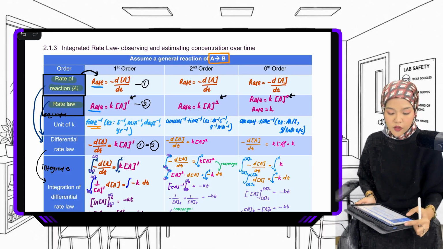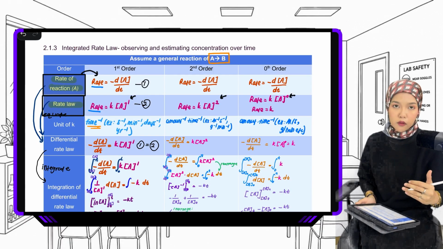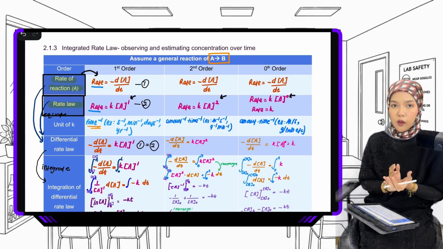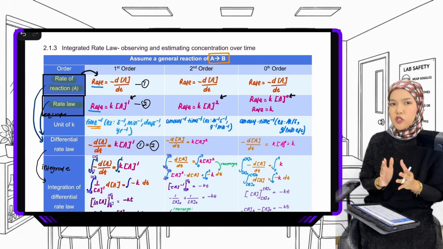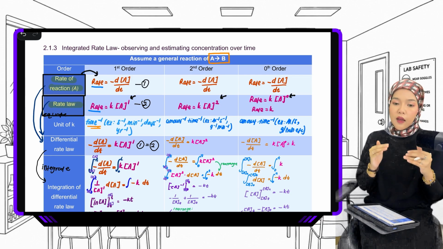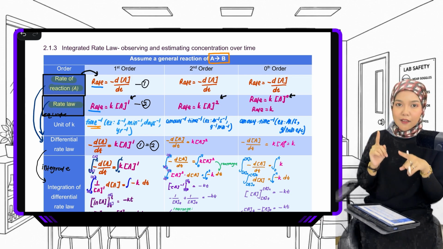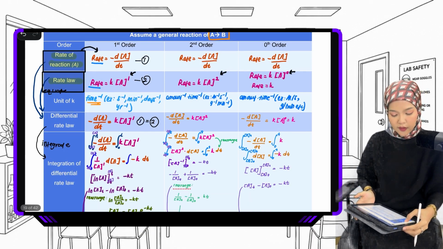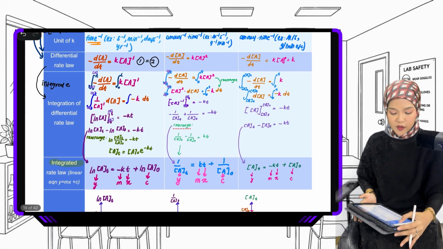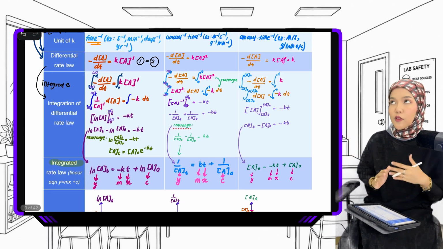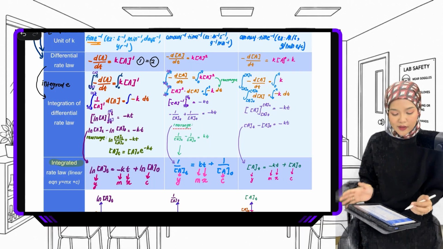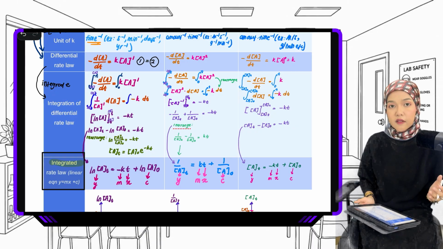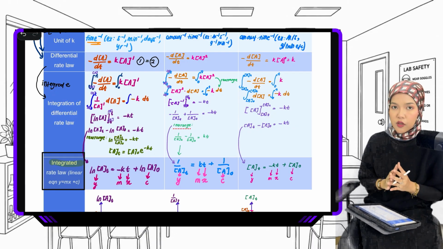Alright, so now the rate of reaction and rate law, if we equate them together, we will get the differential rate law. Actually, differential rate law is not of much importance. What is important is that we integrate that differential rate law, and we will get the integrated rate law. This is how you do the integration if you want to know how. But what is important is for you to learn about the integrated rate law. So you must know this equation very well.